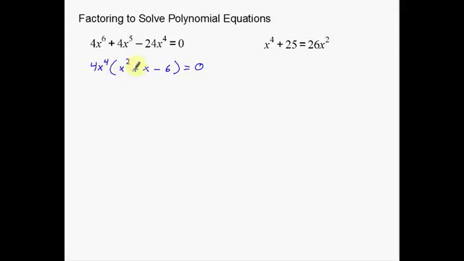Inside here, this trinomial can be factored. I'm going to factor using two parentheses, putting x's in the front of my parentheses. The numbers that multiply to negative 6 and add to a positive 1 are plus 3 and minus 2. So that is the correct factorization.